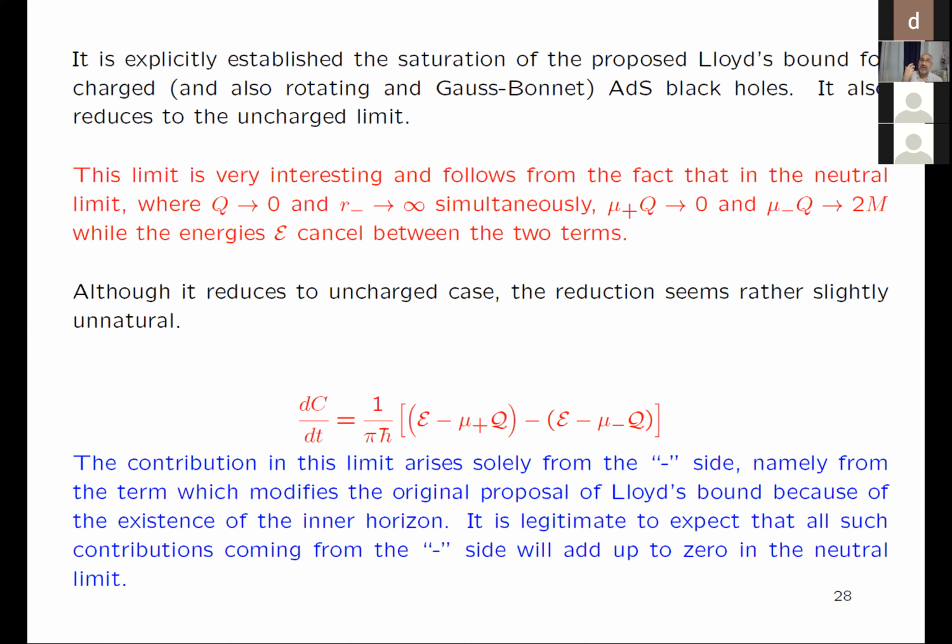Although we get the right answer, it seems a little bit unnatural, in the sense that we would expect that when we send Q equal to 0 and R minus to infinity, all terms coming from mu minus, or this minus part, vanish, and the Lloyd bound or expression at late time comes from the plus term. But in this case, you will see that the result comes from this inner horizon, which we are sending to infinity. It's looking a little bit unnatural.